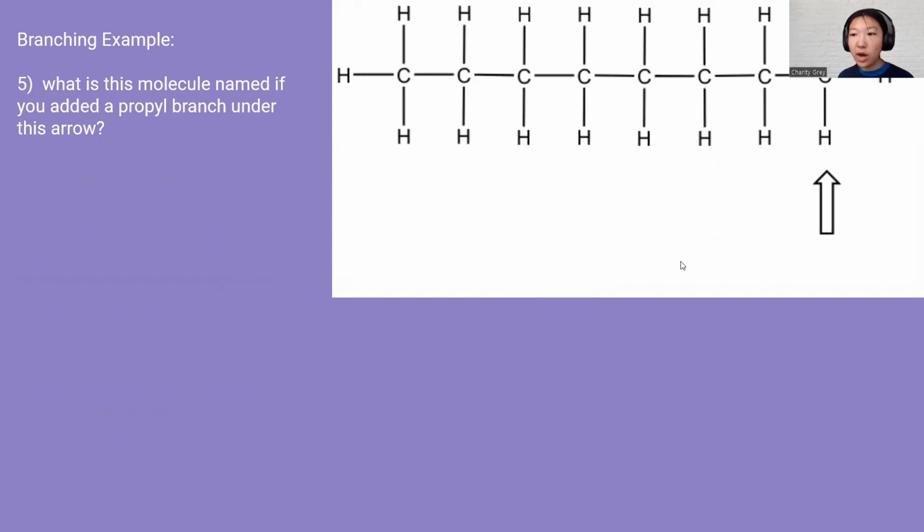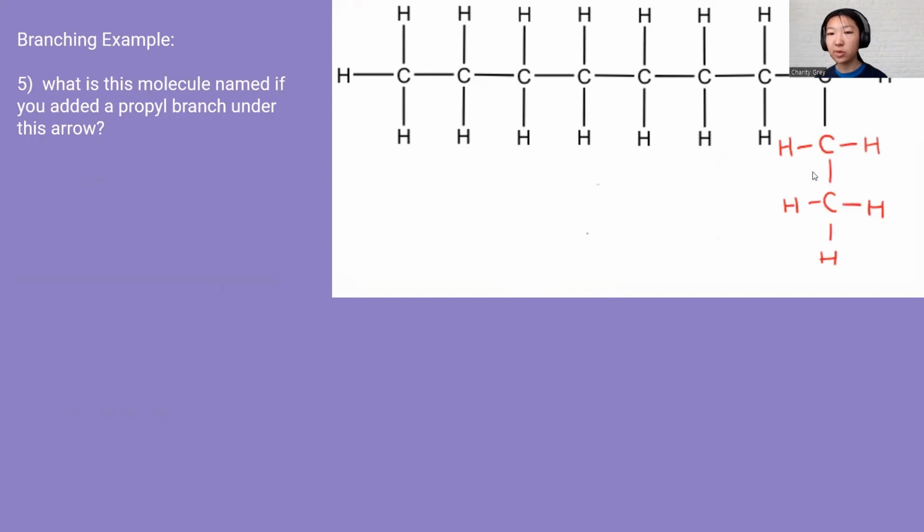Then I will have another question. What is this molecule's name if you add a propyl branch? What is a propyl branch? Prop stands for 3, right? So we're going to have 3 carbons. And the YL, a propyl branch, is an alkyl branch. Please pause the video right now, draw the molecule, and name it.